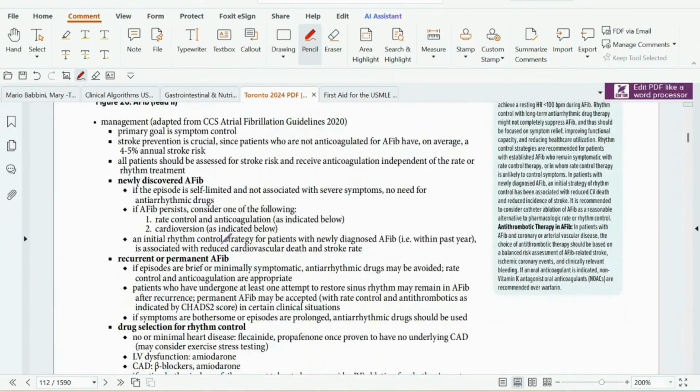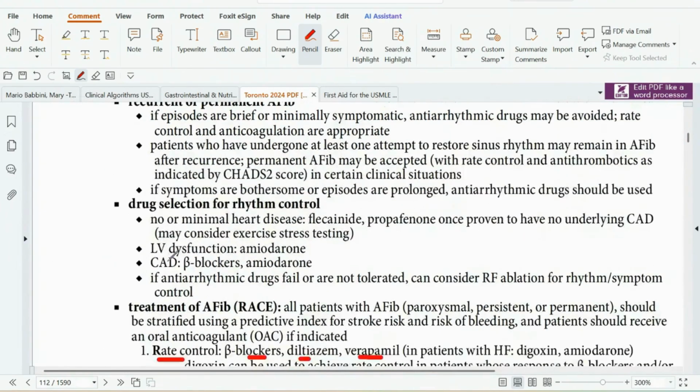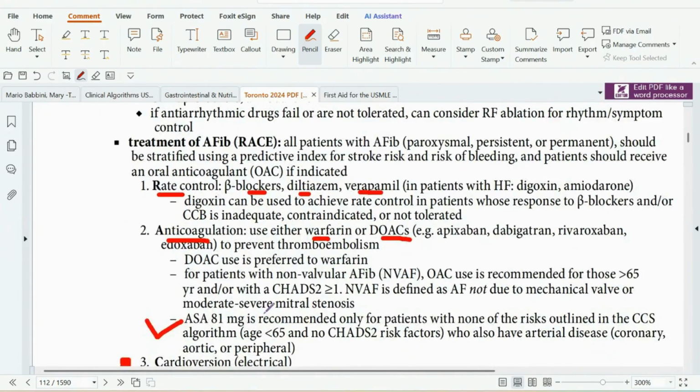Now, what are the management goals and the stuff you need to do? You can read all about it, but I'll give you the overall treatment protocol, right? It's called the RACE protocol, but you don't have to remember the acronym. The main thing is, first of all, I'm going to control the rate, right? I'm going to control how fast these things depolarize. The nodes are depolarizing. And what am I going to use? I'm going to use the drugs that target the nodes, right? Class 2 and class 4.